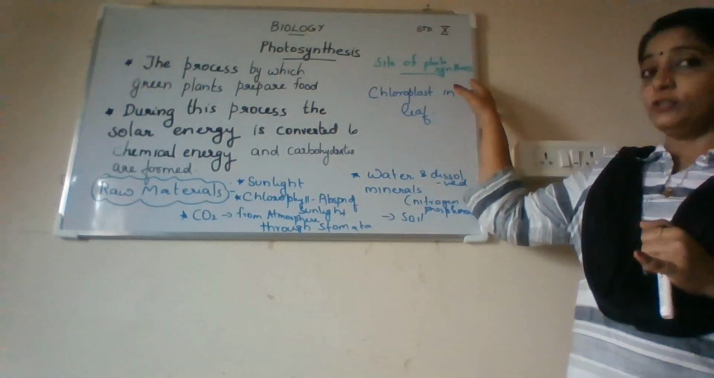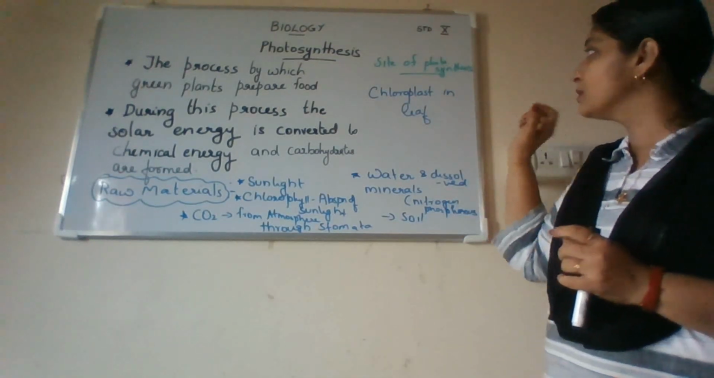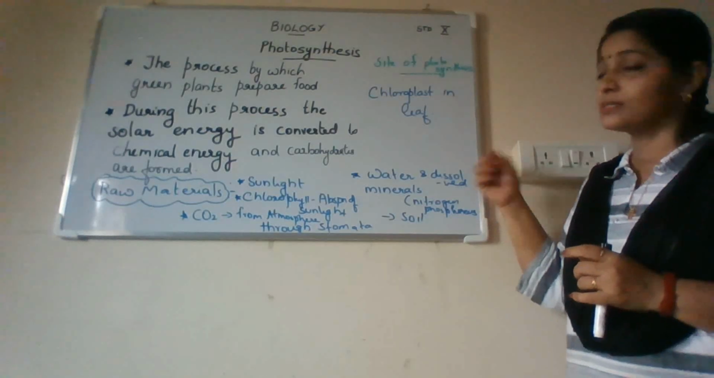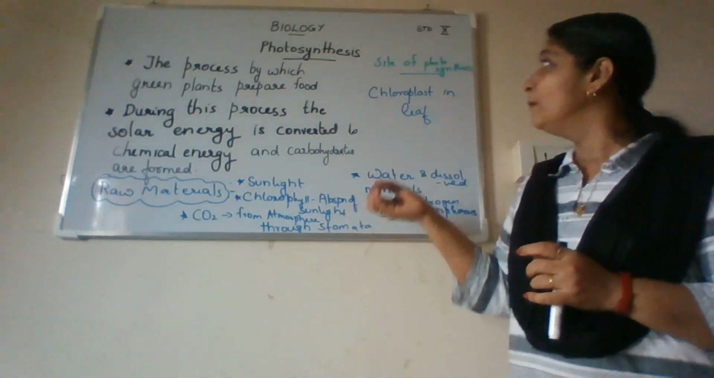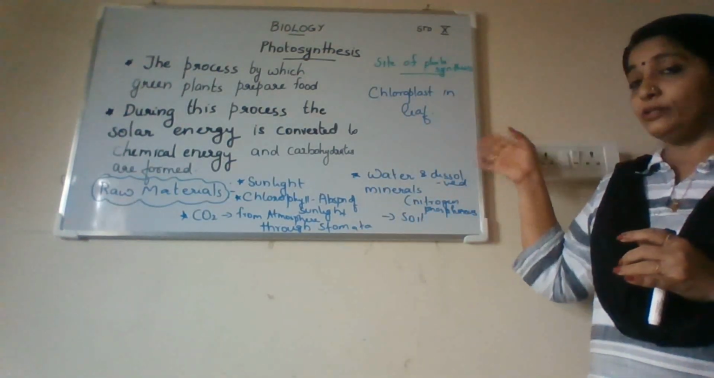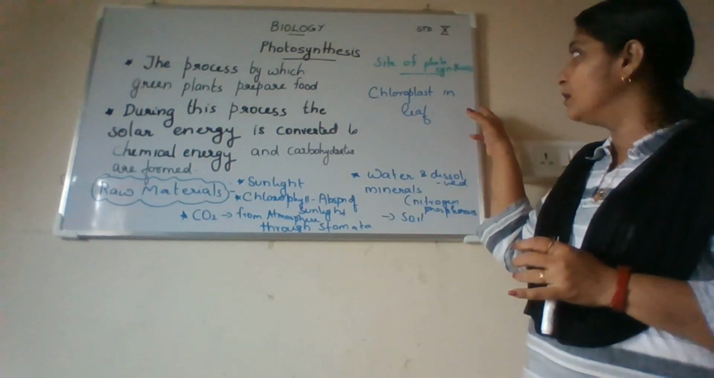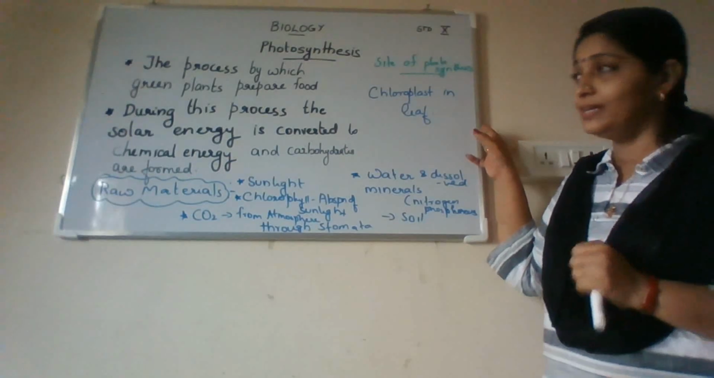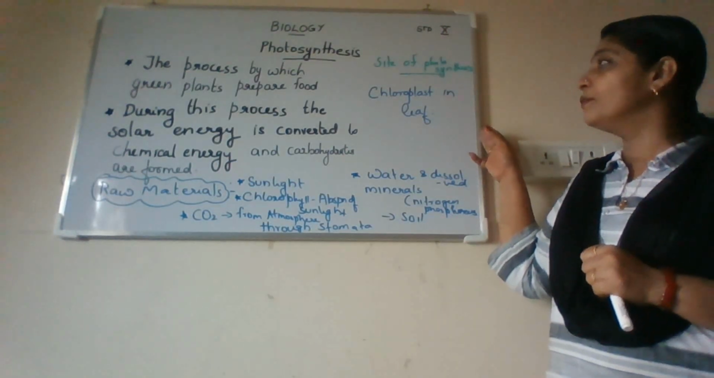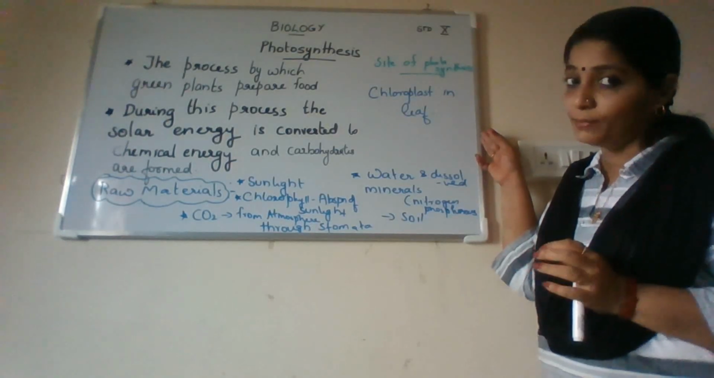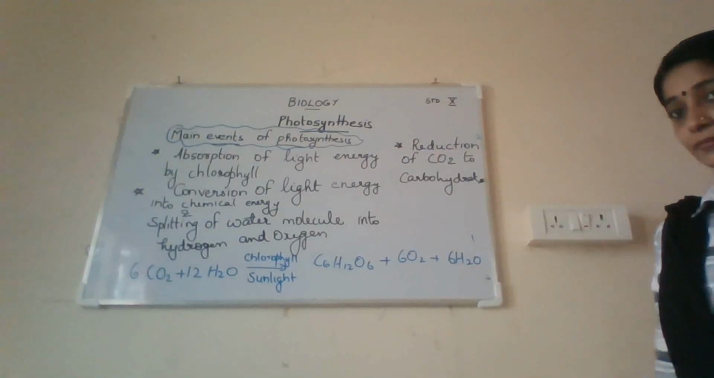Now the main site of photosynthesis. Which is the main site of photosynthesis? It's actually the chloroplast which is present in the leaves. Sometimes it may be in the young stems also. So the chloroplast is the main site of photosynthesis. Photosynthesis takes place in the chloroplast, which is present in the leaves and the young stems. So that's about that. Now we will study the main events that take place during photosynthesis.